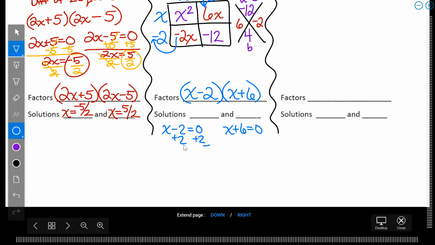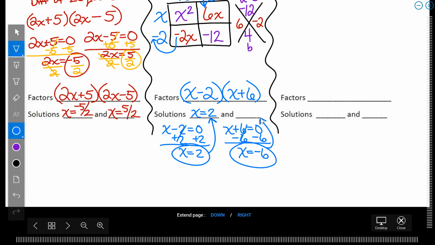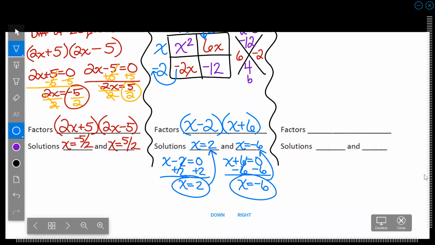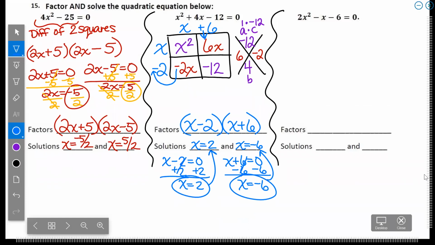So I get that x is 2. And I get that x is -6. All right, we got one more to do together on this one.